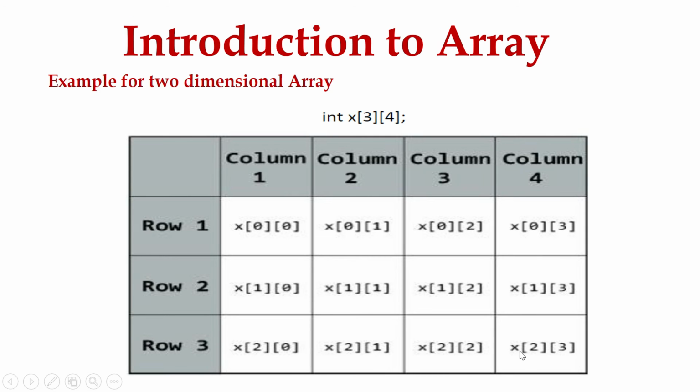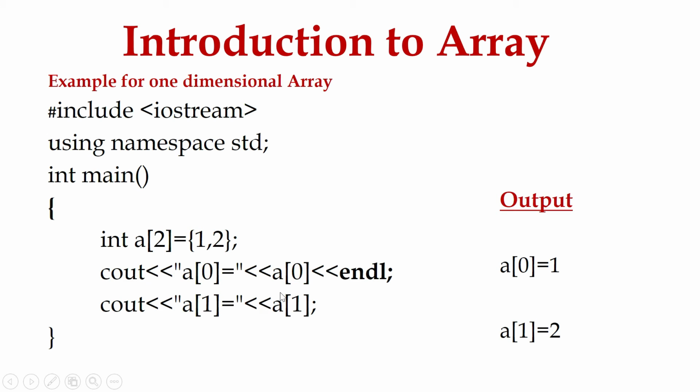So now let me show an example for a single dimension array. Here I have declared a single dimension array. The array name is A. It is going to hold two values, so I assign the values 1 and 2. A of 0 is 1, A of 1 is 2. Now I want to print cout A of 0, which prints the value stored in A of 0. Then I print A of 1 and display the value stored in A of 1. So what is the output? The output will be A of 0, that is 1, and A of 1 is going to be 2.